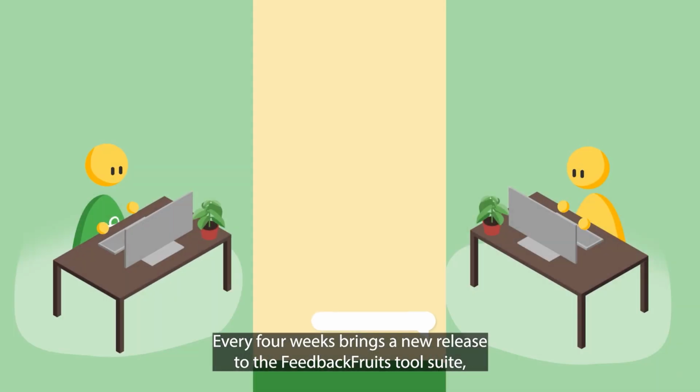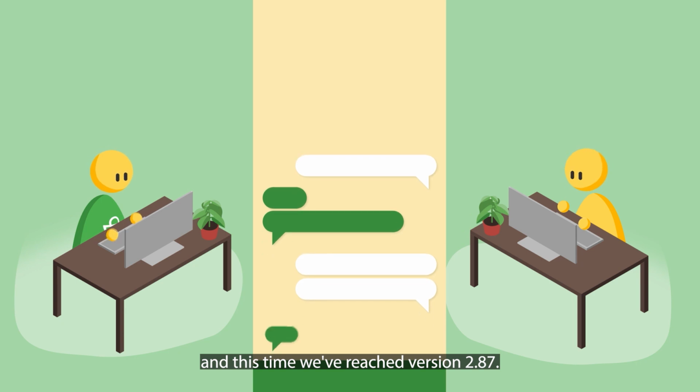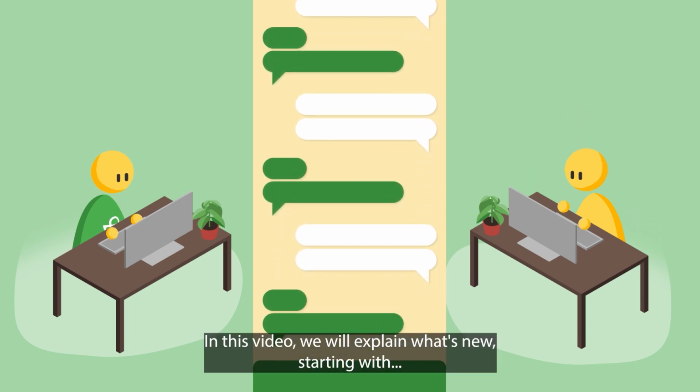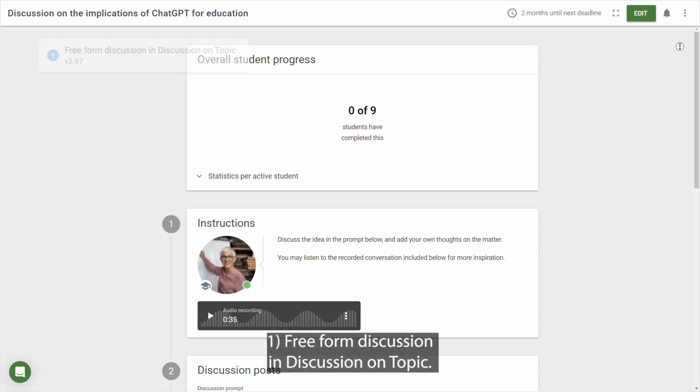Every 4 weeks brings a new release to the FeedbackFruits toolsuite, and this time we've reached version 2.87. In this video, we will explain what's new, starting with number 1, free-form discussion in Discussion on Topic.